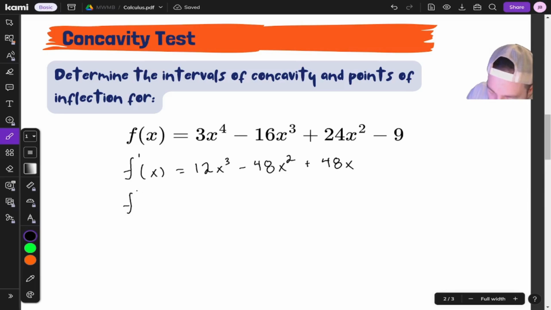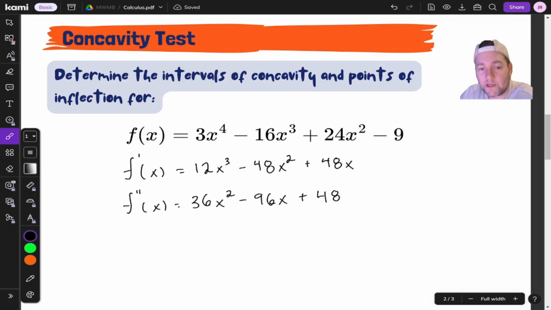So f double prime. So we got 12 times 3. That's 36x squared. And then we got 2 times 48. That's 96x. And then we got 48, just like that. So that is our first step to get the derivative and then to get the second derivative.